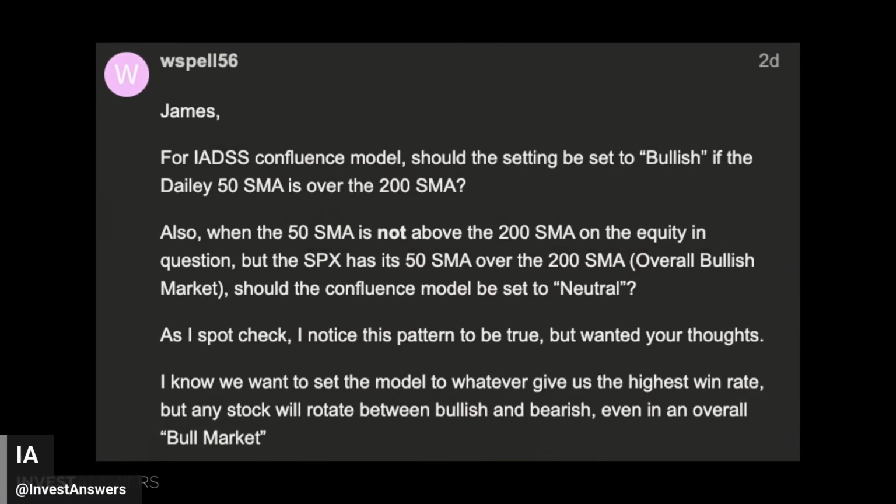I know we want to set the model to whatever gives us the highest win rate, but any stock will rotate between bullish and bearish, even in an overall bull market.